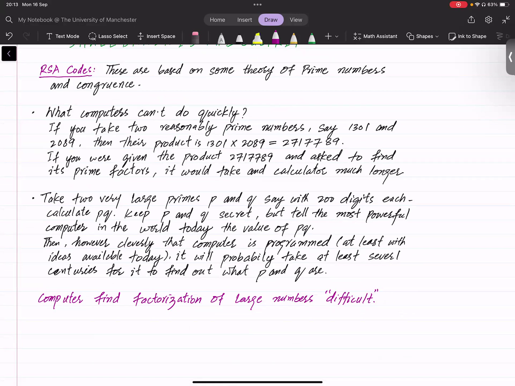Nowadays, the secret codes we use are called RSA codes. And these are based on prime numbers and congruence theory, which we did in previous chapters like 13 and 14.